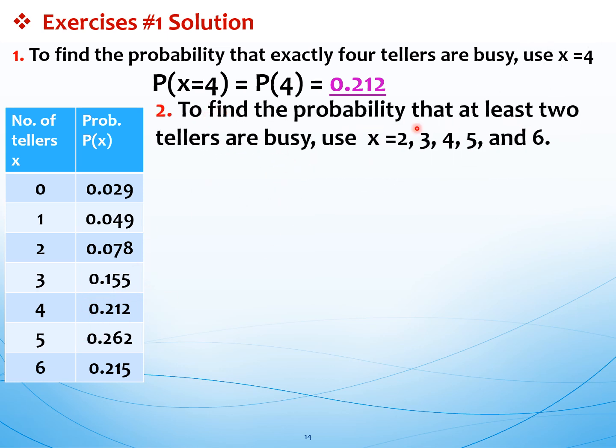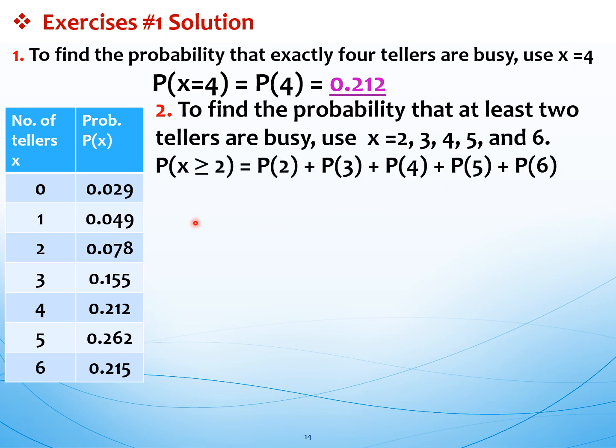Number 2, find when at least 2 tellers are busy. So at least 2 tellers. So this is the list: 2, and of course 3, 4, 5, and 6. So we have to consider this one, and the least is 2. So just add the probabilities. So that is the answer for number 2.